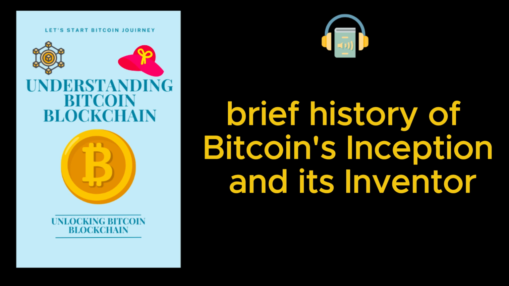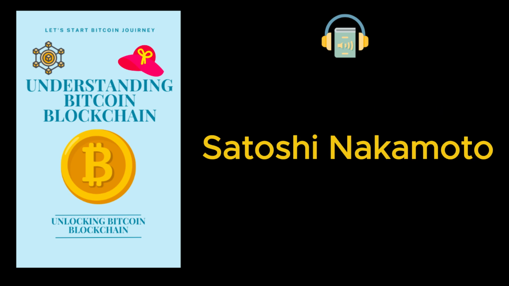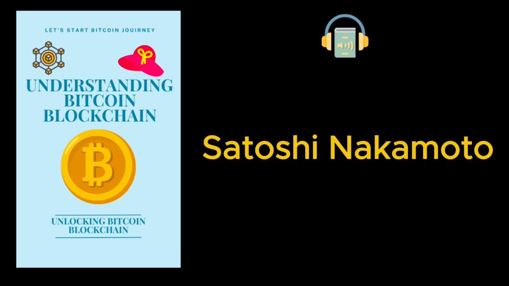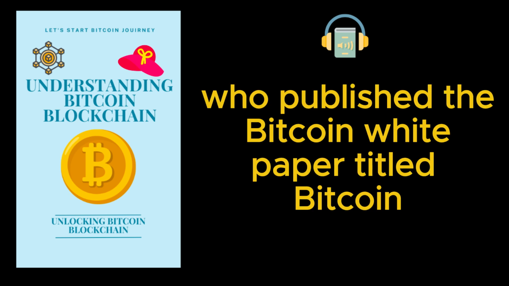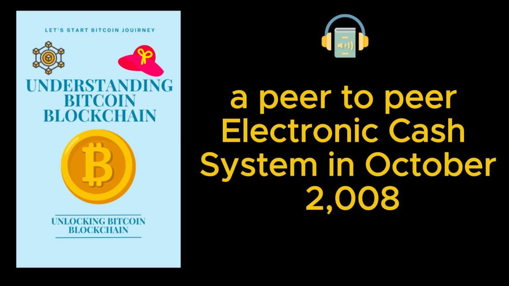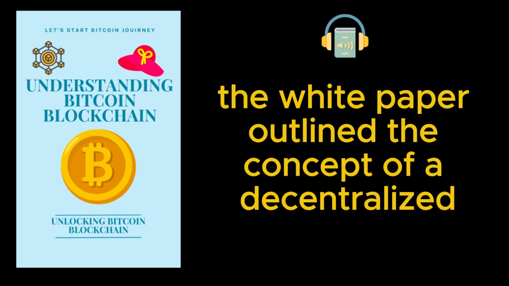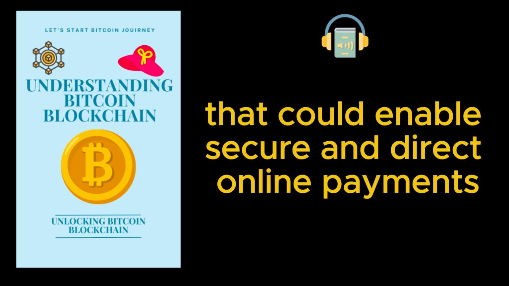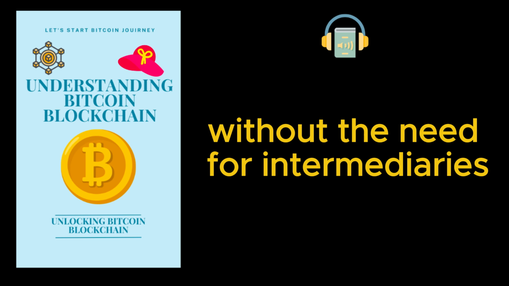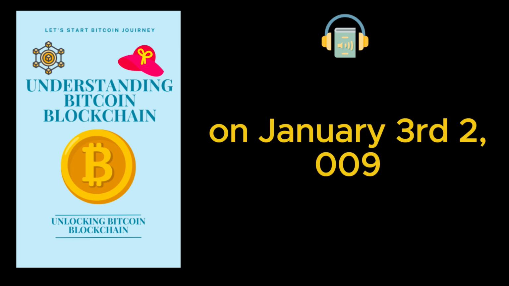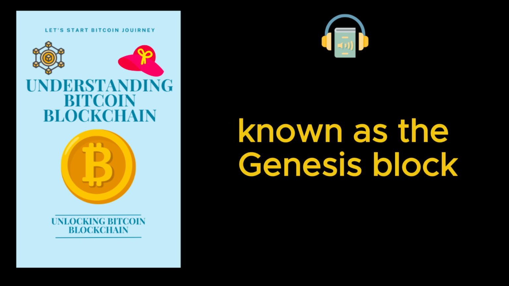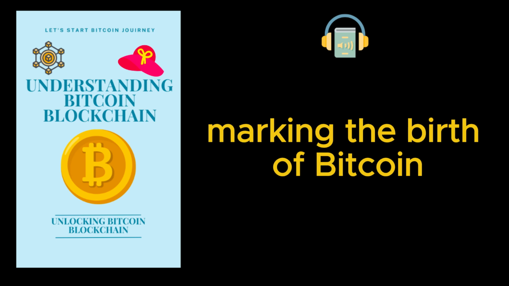Brief history of Bitcoin's inception and its inventor, Satoshi Nakamoto. The story of Bitcoin begins with its mysterious creator, Satoshi Nakamoto, who published the Bitcoin white paper titled Bitcoin, a peer-to-peer electronic cash system in October 2008. The white paper outlined the concept of a decentralized digital currency that could enable secure and direct online payments without the need for intermediaries. On January 3, 2009, Nakamoto mined the first block of the Bitcoin blockchain, known as the Genesis block, marking the birth of Bitcoin.